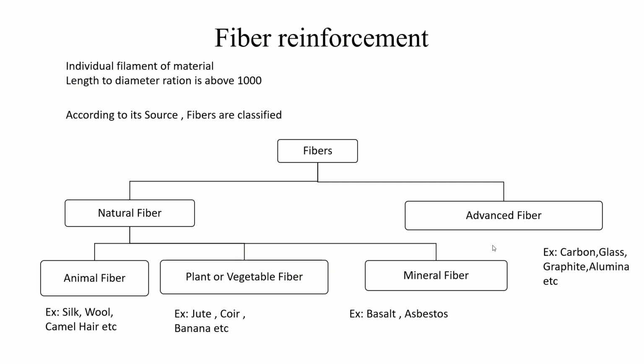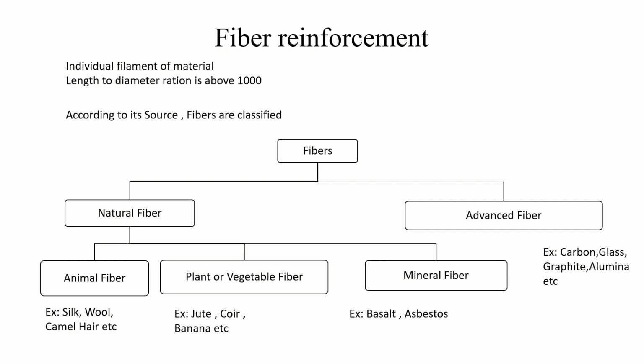Now we'll see how the fibers are classified based on the availability or the source of the fiber. It is natural fibers and advanced or synthetic fiber. The natural fibers are majorly animal fiber, plant, and mineral. These are available in the day-to-day environment. Animal fiber is whatever material we extract from the animal body, basically silk, wool, and camel hair, which are majorly used.